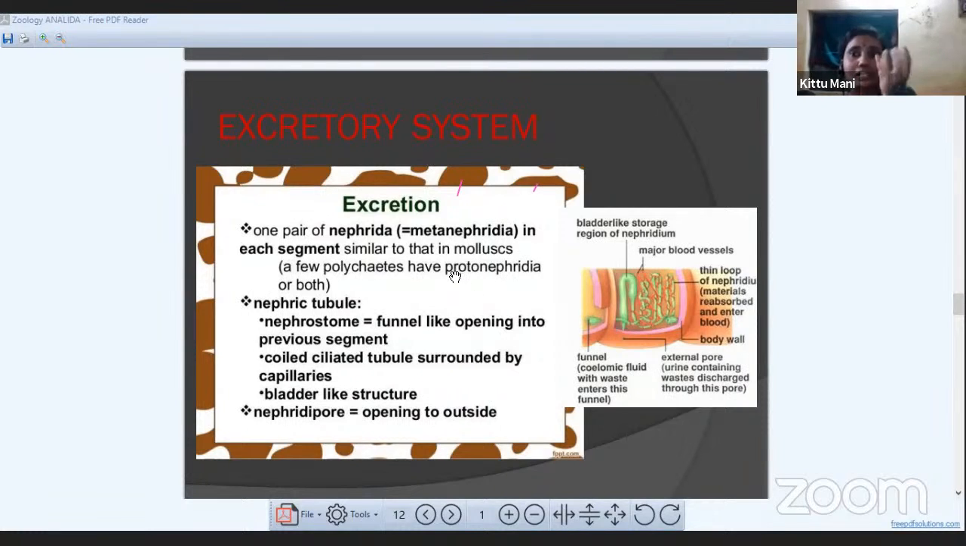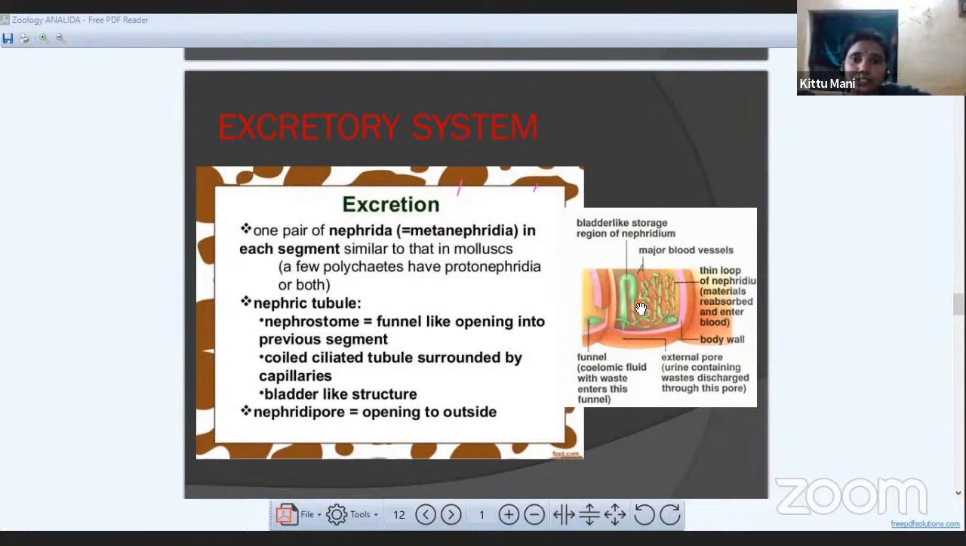Okay, this funnel-like structure opens into another segment. We already know the annelid body has many different segments. So this funnel-like structure opens into another segment. That type of structure is called a nephrostome. What is that? Nephrostome. And a coiled ciliated tubule surrounded by the capillaries.